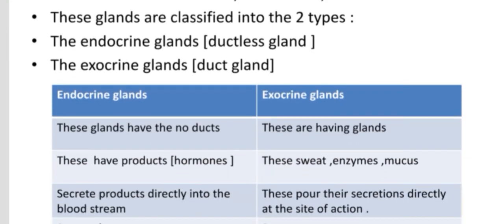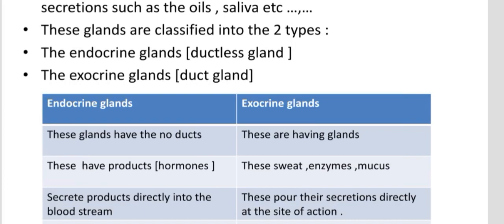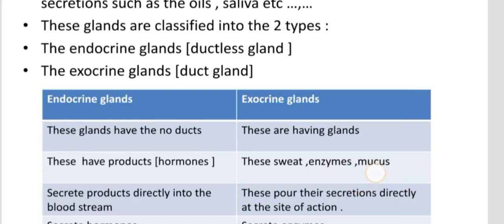Coming into the topic, we know the human body has many glands which produce secretions such as oils, saliva, etc. Every human body has some glands, right? These glands are classified into two types. The first one is the endocrine gland, that is the ductless gland, and the second one is the exocrine gland, that is the duct gland. Now, the difference between the endocrine glands and the exocrine glands.